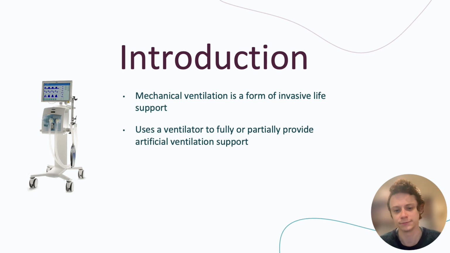Okay, so briefly, to answer the question, what is mechanical ventilation? Mechanical ventilation is a form of invasive life support. It uses a ventilator, which is the one you can actually see over there on the left. That's actually the ventilator used at Providence and Everett. And this ventilator is used to either fully or partially provide artificial ventilation support.